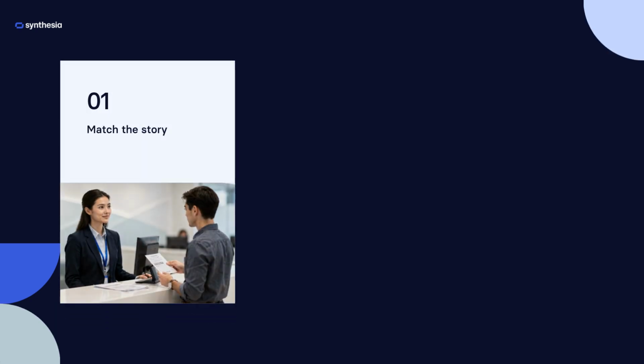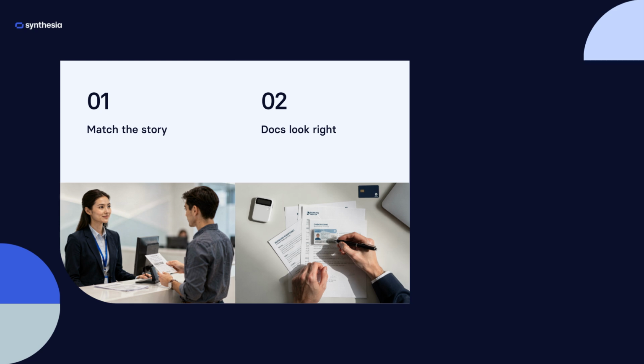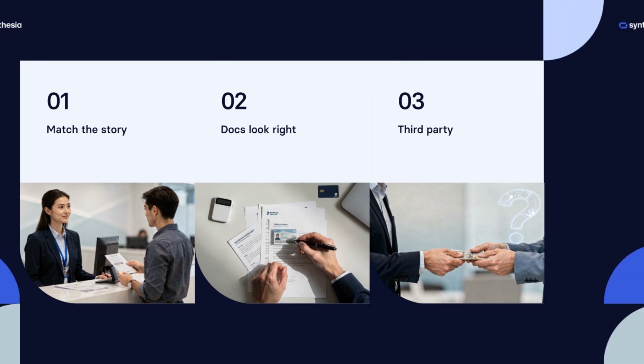Here are 3 quick checks you can use at the counter, on the phone, or during onboarding. First, does the transaction match the customer's story and income or business activity? Second, does the documentation feel consistent and genuine? Third, is there a clear reason for third parties, like someone else funding, signing, or collecting cash?